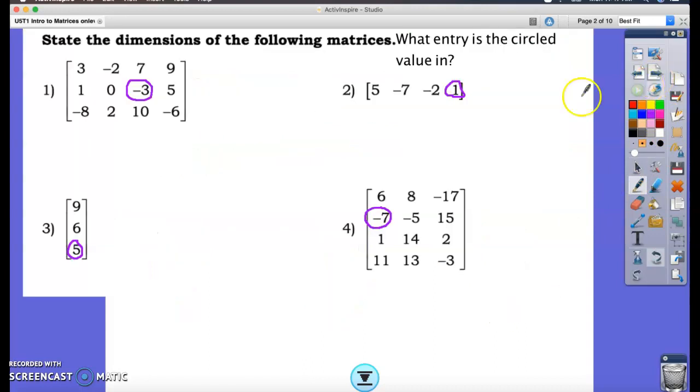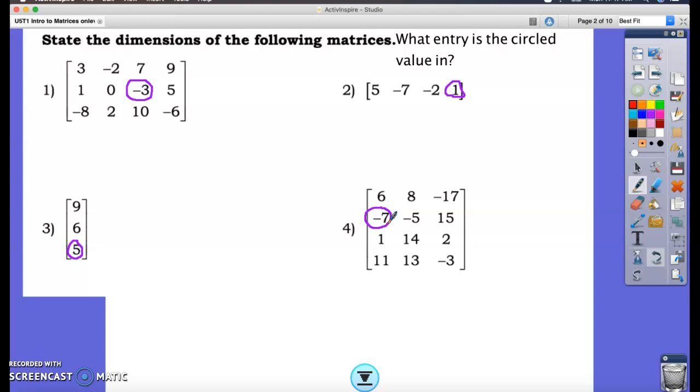Let's go to page 2. In page 2, I have some practice problems here that say state the dimensions of the following matrices. What entry is the circled value in? So I went through and I found these lovely matrices online, and I circled just a particular number to see how you guys could do. All right. So I'm going to have you guys try these 4 problems, and that's our lesson for today.